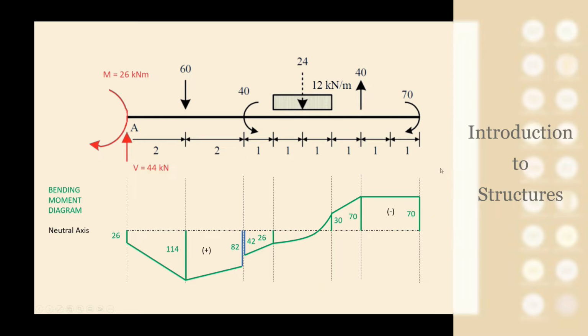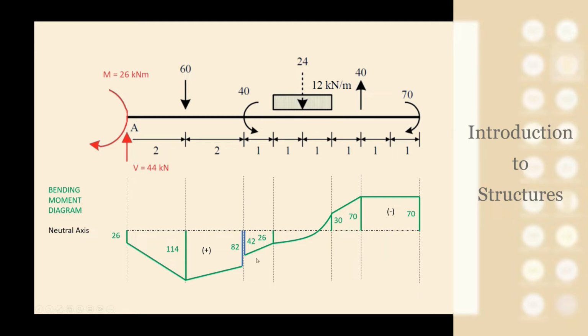Finally, the sign of the bending moment diagram is positive when it's under the neutral axis, and it's negative when it's on top of the neutral axis. So the convention for moment is opposite to the shear force diagram.